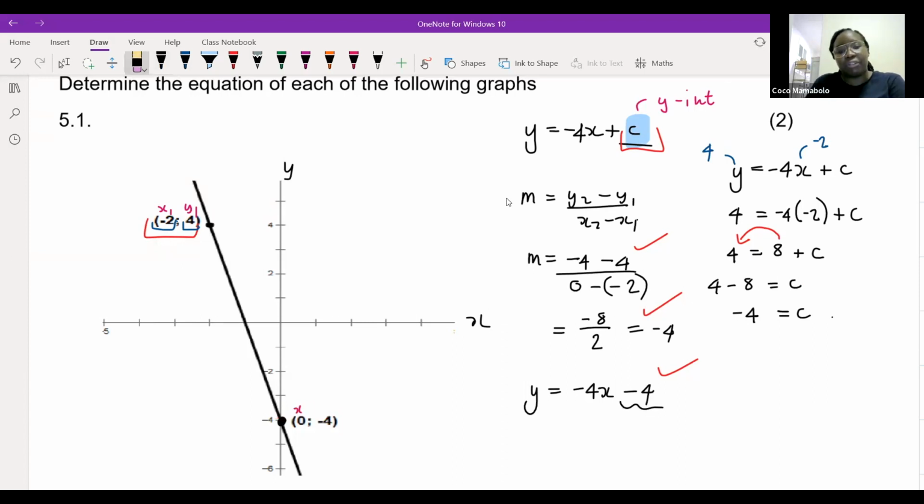But that is if they don't give you the point where it crosses the y-axis. If they don't give you the point where it crosses the y-axis, then you can use the sub-in method. Okay, give me a thumbs up if what I've just done makes sense.